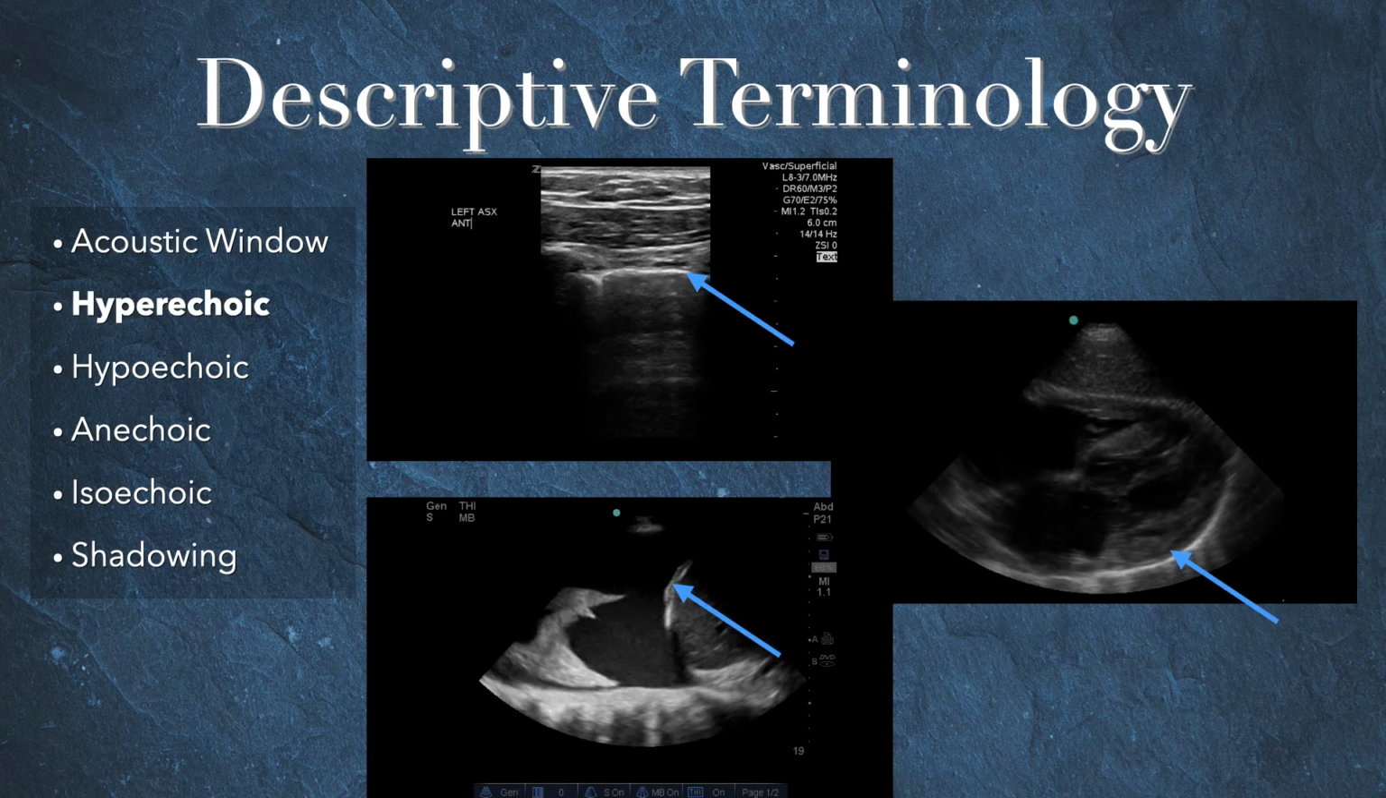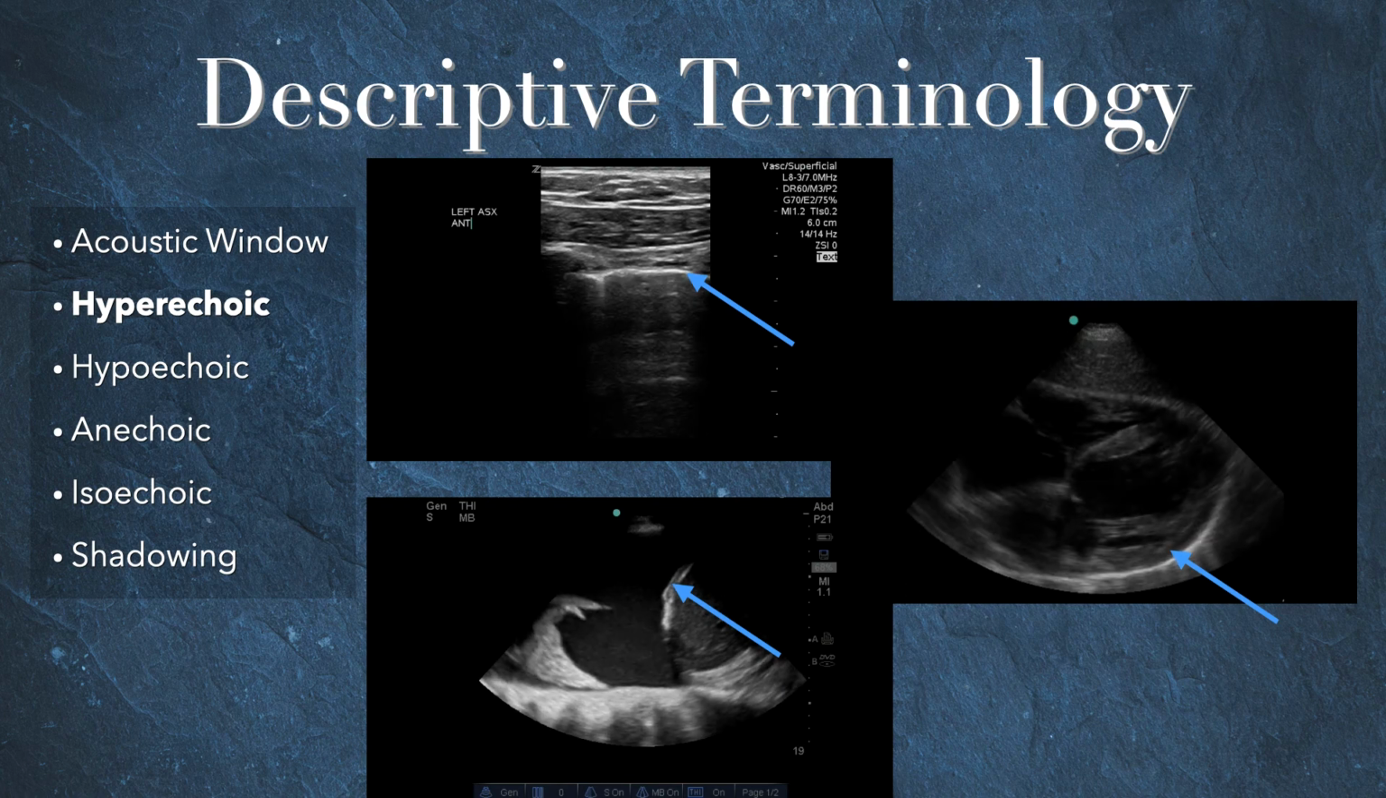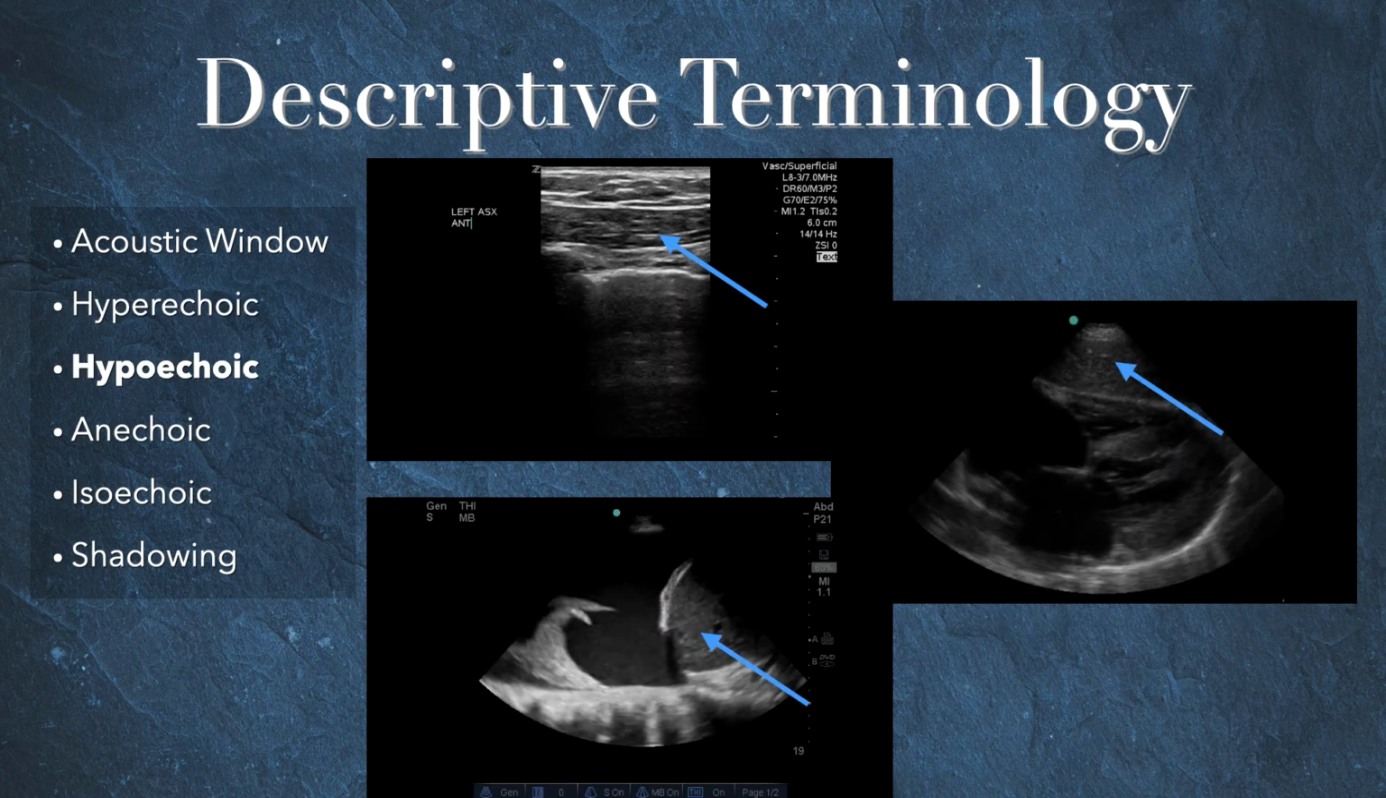Now, interestingly, on all 3 of these images, we can find hyperechoic structures. On the upper left, you have the visceral parietal pleural interface of the lung ultrasound. On the right, you have the hyperechoic pericardium. And on the bottom image on the left, you have the hyperechoic diaphragm. Now, there are other parts of this image which are also hyperechoic, but these are just some examples.